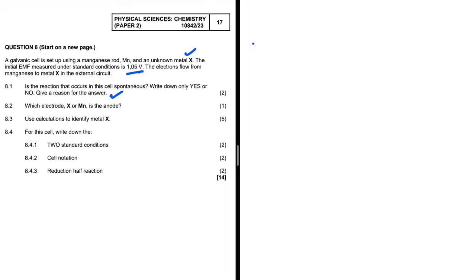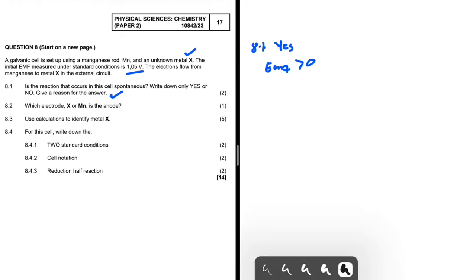And then 8.1, is the reaction that occurs in this cell spontaneous? Yes, it is. And why do we say so? EMF is greater than 0. If the EMF in this cell is greater than 0, then the cell is spontaneous. This reaction does not need any external energy for it to occur. It does not need a power supply, unlike in an electrolytic cell. That is 8.1.